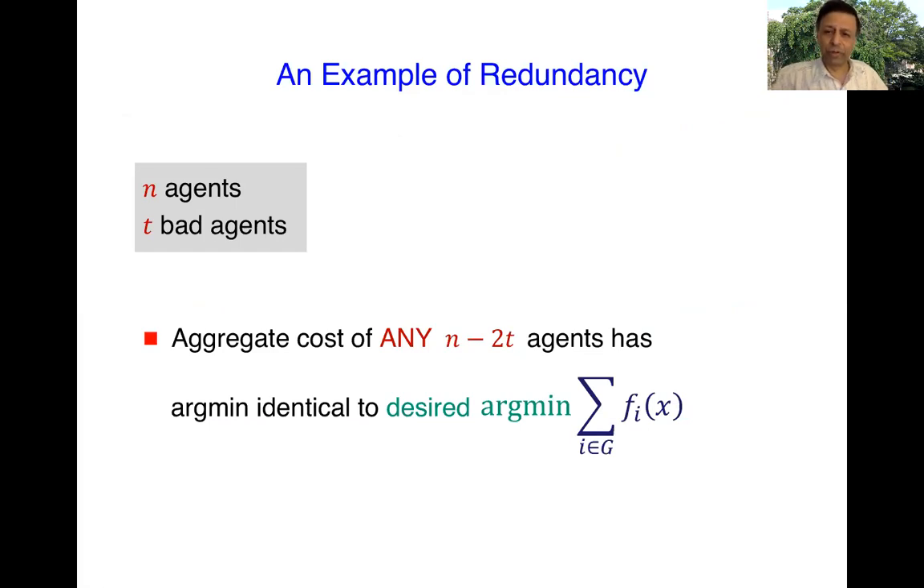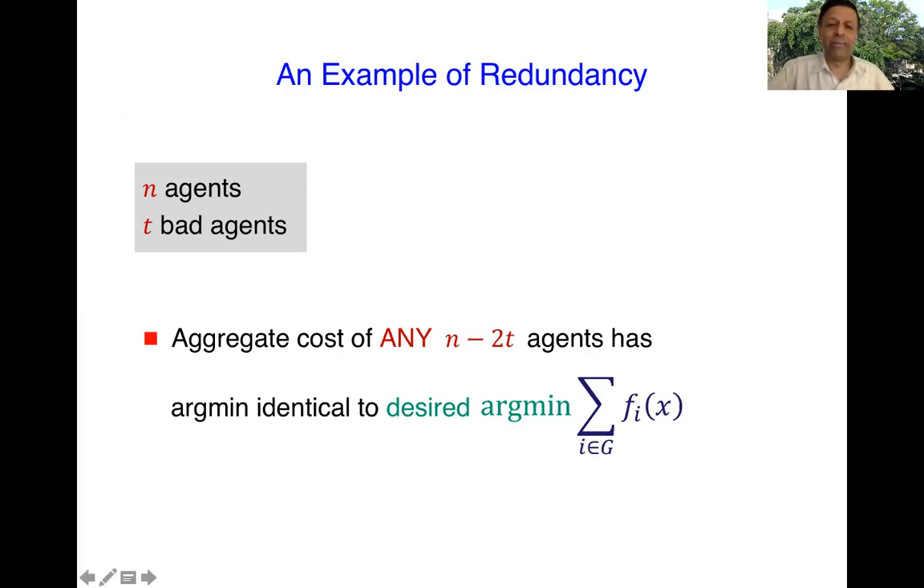So let me introduce some notation. Suppose that our system contains n agents. So n may be, for example, 10. And we want to tolerate up to t bad agents. So for example, t might be equal to 2. And our ideal goal is to minimize the cost over just the good agents. So there are at least 8 good agents. There may be 9, there may be 10. We just don't know how many, but we know it's at least 8, and we don't know who. But we still want to minimize the cost over all the good agents without knowing who they are.